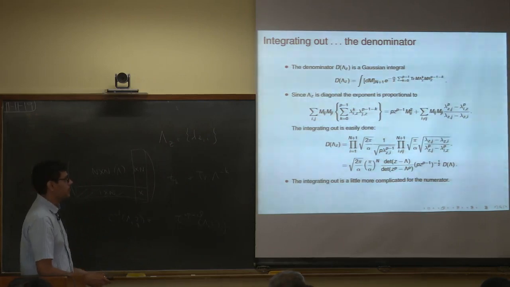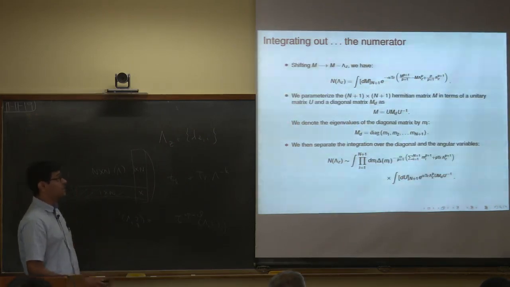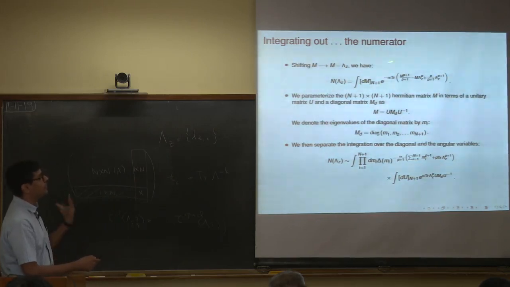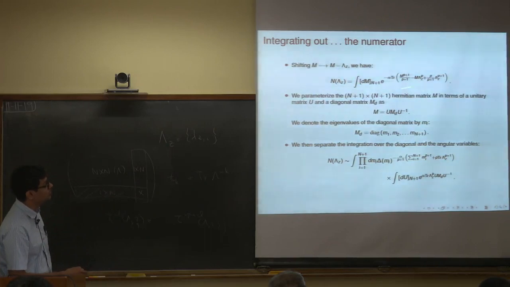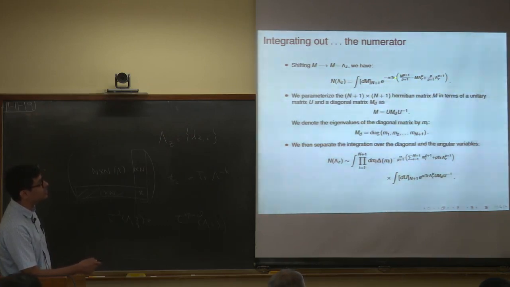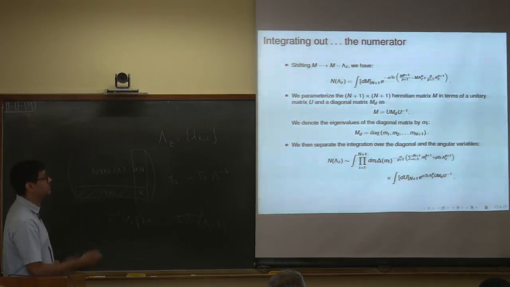Okay. So the integrating out is a bit complicated for the numerator, and let's just try to sketch how it's done. So after you shift the m by a lambda dependent shift, what happens is you get this. So you see, this is why I said it's a matrix Airy integral. If you just had p equals 2, you would have an Airy integral, exactly, with matrix degrees of freedom.